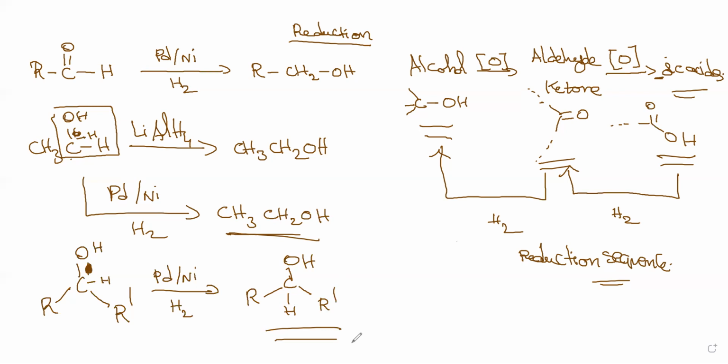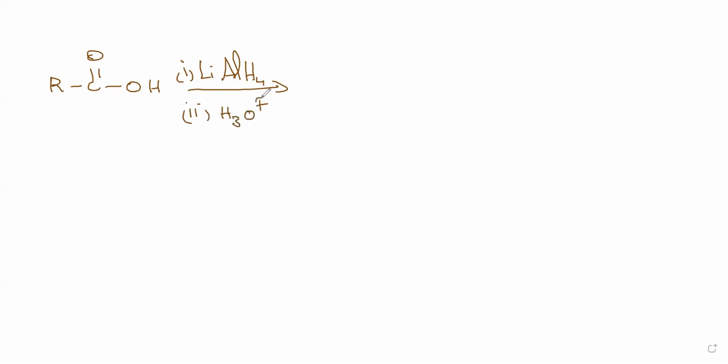The next one is reduction of carboxylic acids and esters. You can even reduce carboxylic acids. You take the carboxylic acid and treat it with LiAlH4, lithium aluminum hydride, followed by H3O plus. If you treat it with an acid, then you get RCH2OH. This is straight.